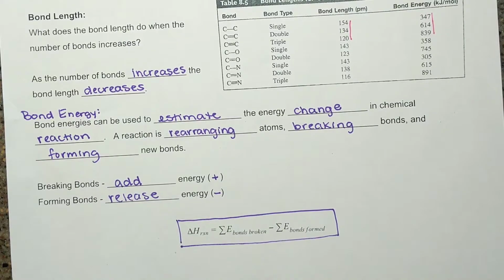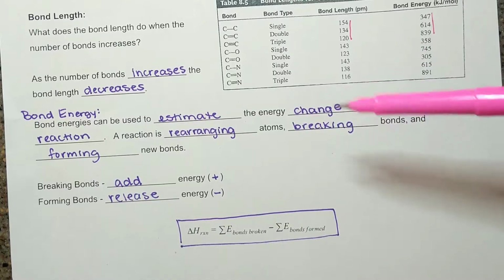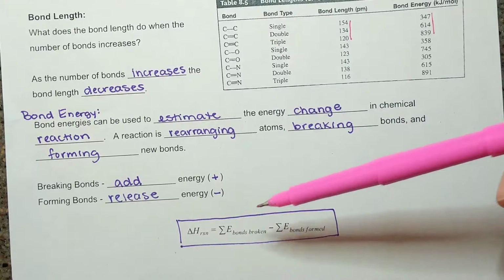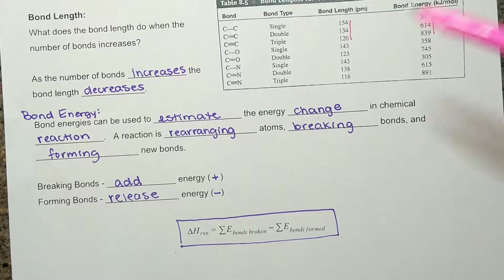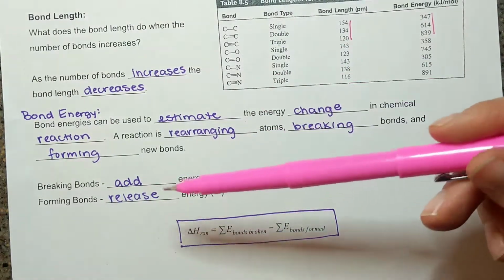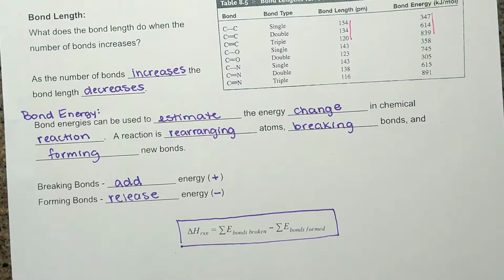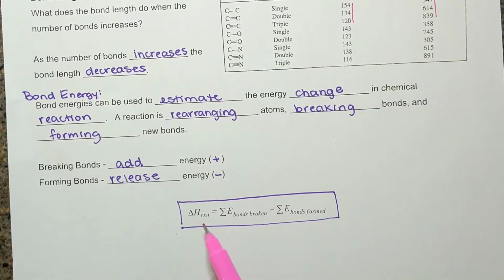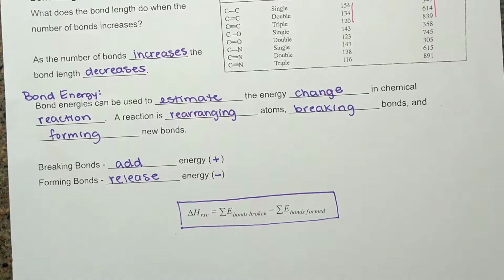We can use bond energies to estimate the energy change in a chemical reaction. A reaction, we remember, is rearranging atoms, where we must break bonds and form new bonds. In order to break a bond, energy must be added, thus giving us a positive value. Forming bonds releases energy, giving us a negative value. To calculate the change in energy in a reaction, we use the formula that the change in energy of the reaction is equal to the sum of the energies of the bonds broken minus the sum of the energies of the bonds formed. Knowing this, let's take a look at an example problem.